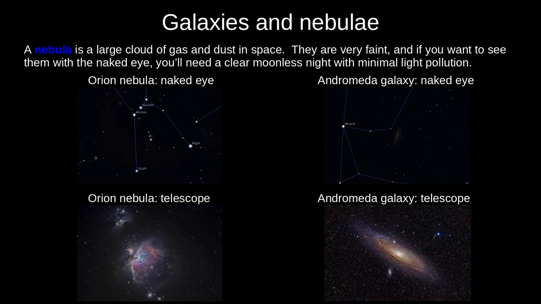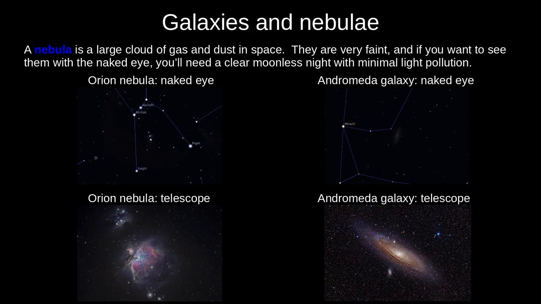They are very faint, and if you want to see one with your naked eye, you'll need a clear moonless night with minimal light pollution and good dark adaptation. To the left you can just see the Orion Nebula, the middle of Orion's sword. To the right is the Andromeda Galaxy. If you can't quite make them out, I've also given you telescopic photographs of both.